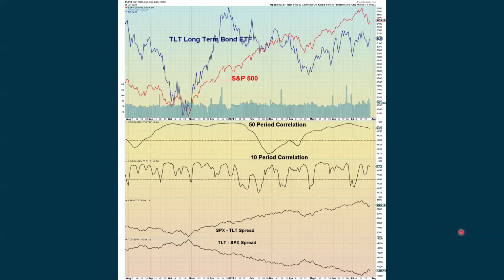And we keep an eye on bonds where we have the long-term bond ETF in blue and the S&P, which is in red. The correlation on a longer-term basis, even though it's dropping off slightly, is still fairly strong. And then we look at the shorter-term correlation where, again, it's weakening a little bit and not really strong, but it's still fairly strong for the time being. So that's why we keep an eye on the bond market. If bonds are going up in price, that means they're going down in yield, and that tends to help stocks.